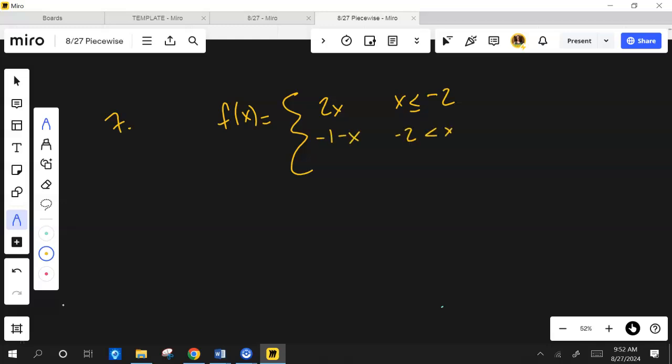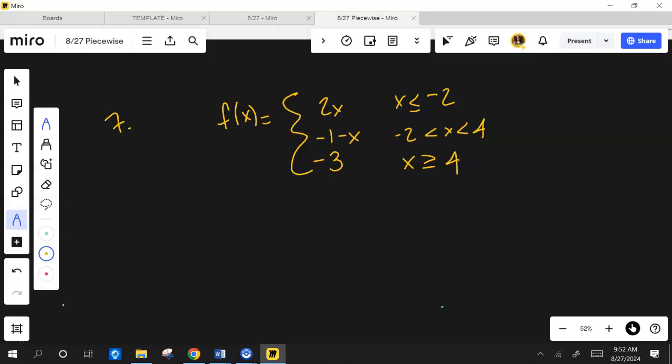7 and 8. Just domain and range? All right, 7. I could have posted the solutions for that. I swear I did post the solutions. Were they not on there?